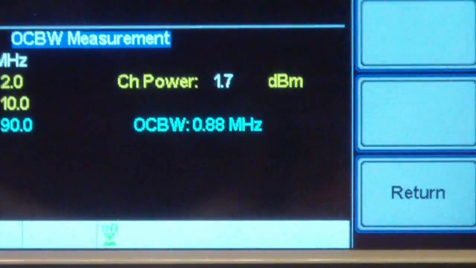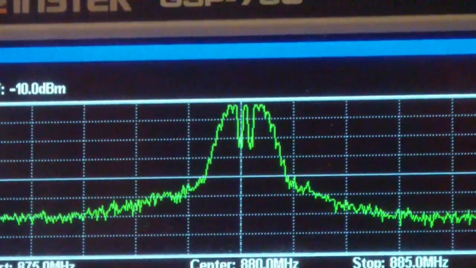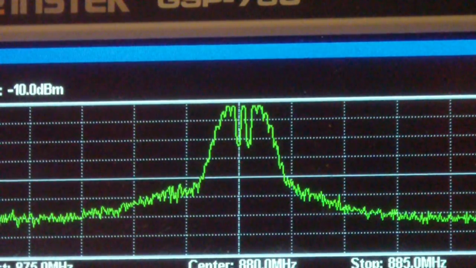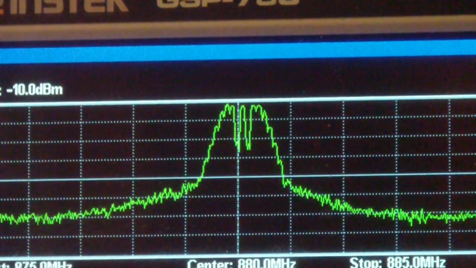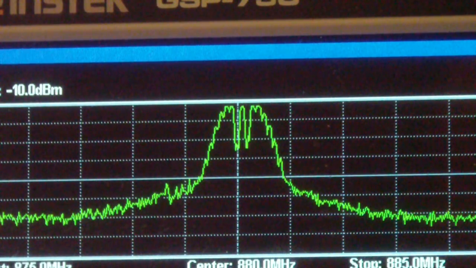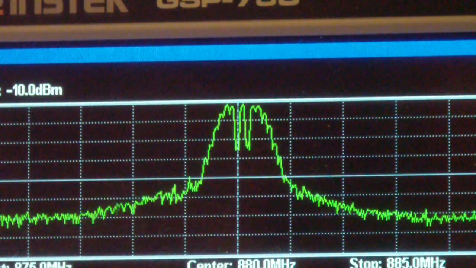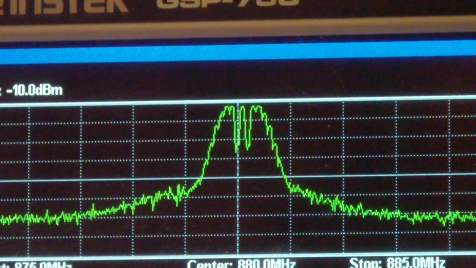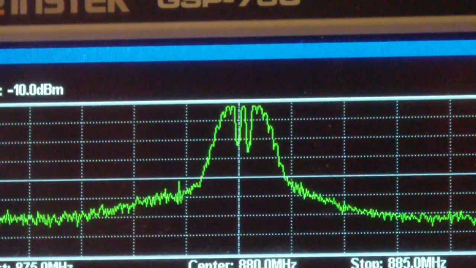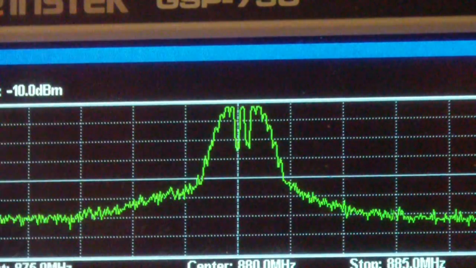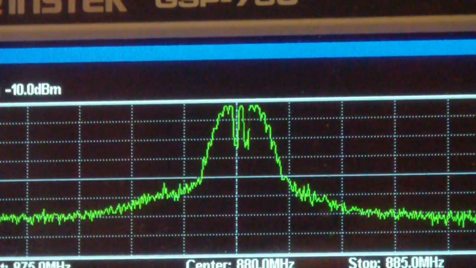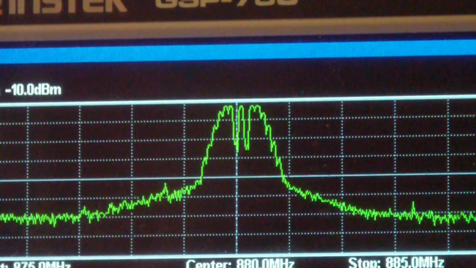And you may notice from the shape of the waveform that we have lowered our occupied bandwidth quite a bit. And what I've done is just lowered the level of the FM deviation so that the VCO is only deviating about a megahertz total. That is a half a megahertz each side of the center. So that is the way that you measure occupied bandwidth.